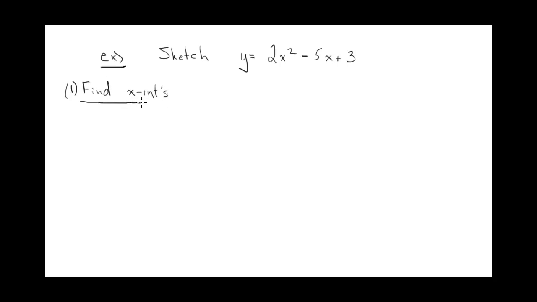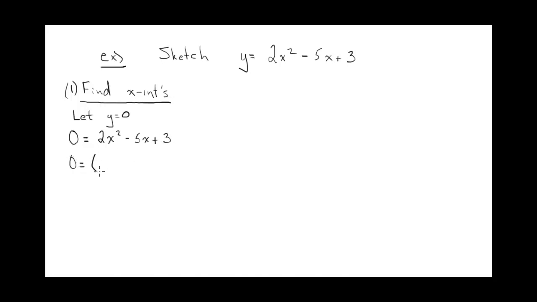So I'm going to find the X-Intercepts. We'll do that by letting y equal to 0, or substituting y equals 0. So let's make that look like a 0, not a 6. So 0 is equal to 2x squared minus 5x plus 3. Now we're going to factor this.